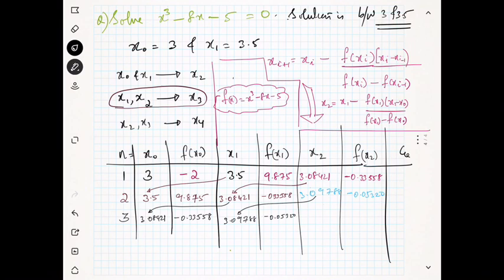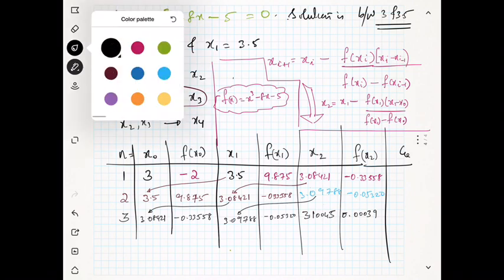So you will be finding new x2. You will be getting x2 as 3.10045. Okay, and if you calculate f of x2, you will be getting it as 0.00039. Okay, what you can observe here, can you tell me?